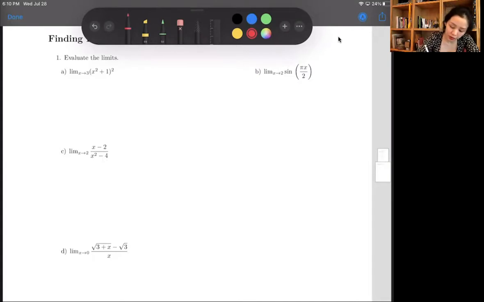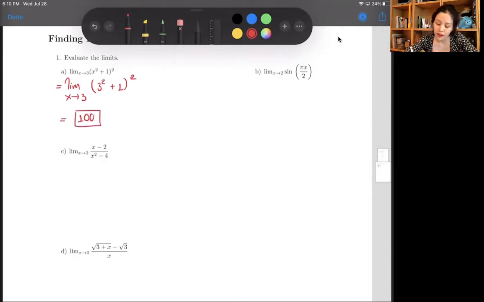Always plug in your limit. Okay. So if I plug in 3 to see what I see, using limit laws, of course, the limit as x approaches 3 of the quantity, now instead of x squared, it's going to be 3 squared plus 1, and we square outside. So I have 3 squared is 9, plus 1 is 10, 10 squared is 100. So the limit is 100.